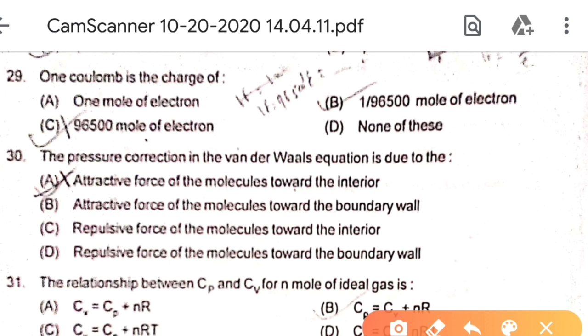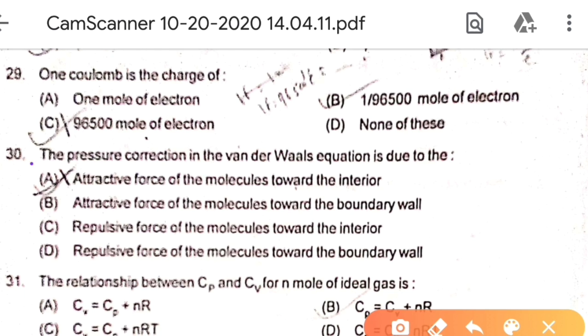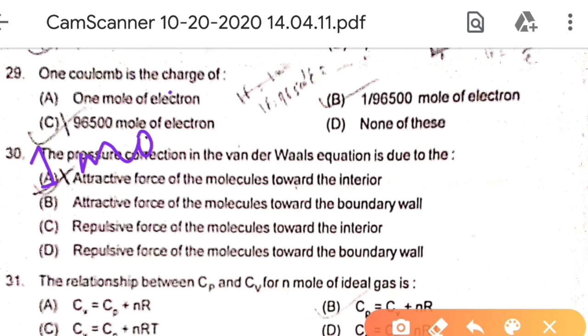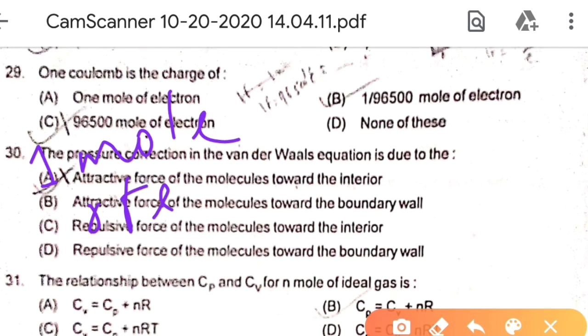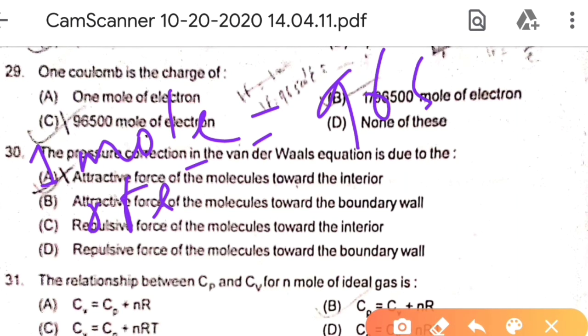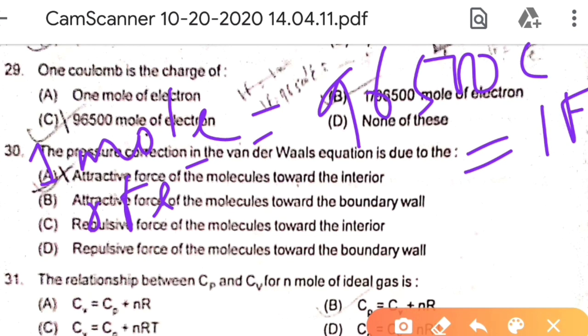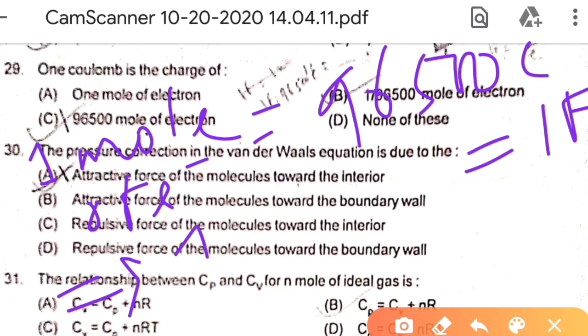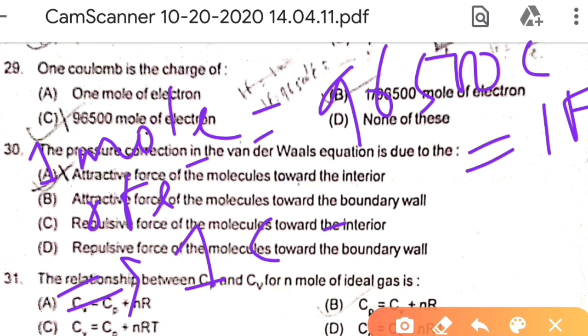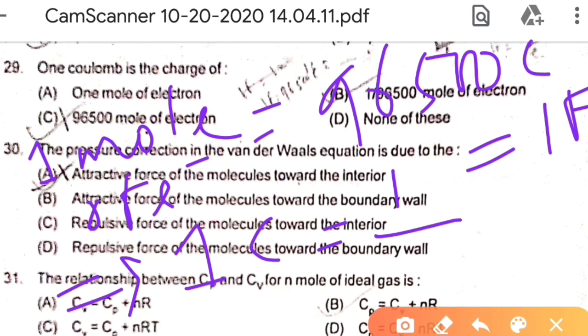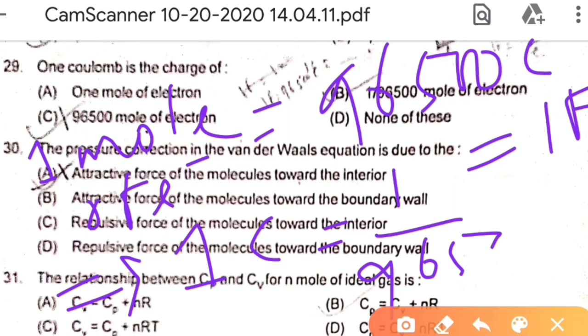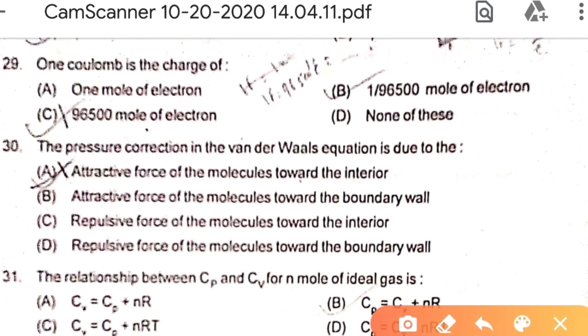So next question is, 1 coulomb is the charge of. Okay. 1 mole of electrons carries a charge of 96500 coulomb, which is equal to 1 Faraday. Okay. So if you are calculating for 1 coulomb, this will be 1 upon 96500 mole. Okay. So for question number 29, the correct answer will be B.